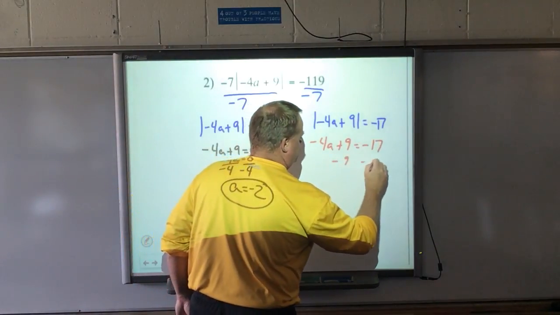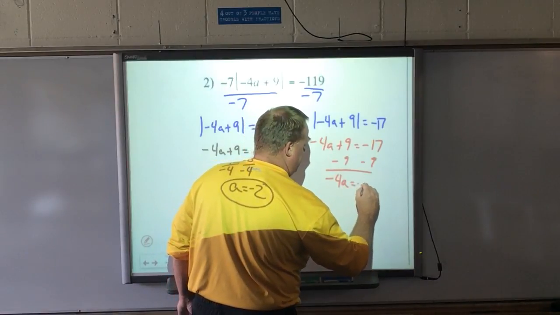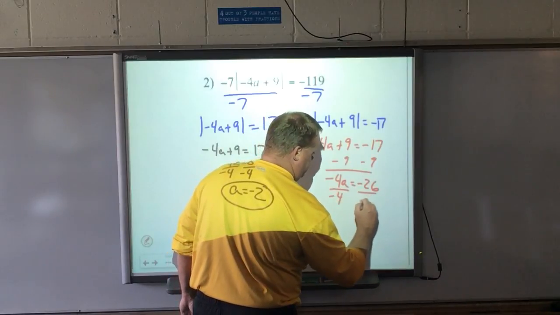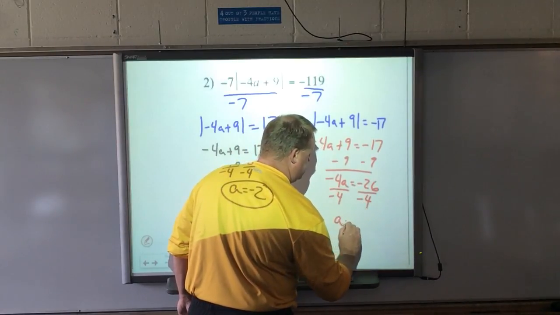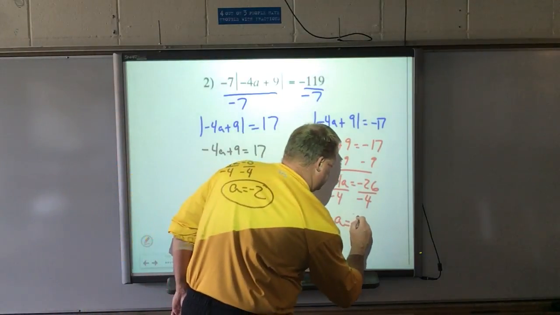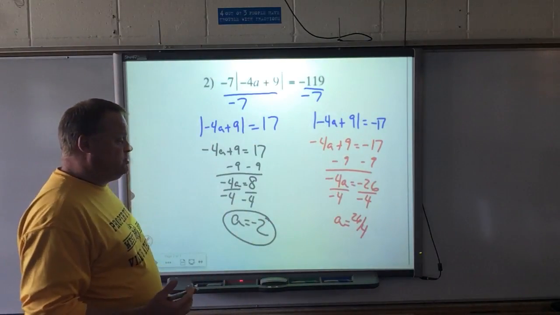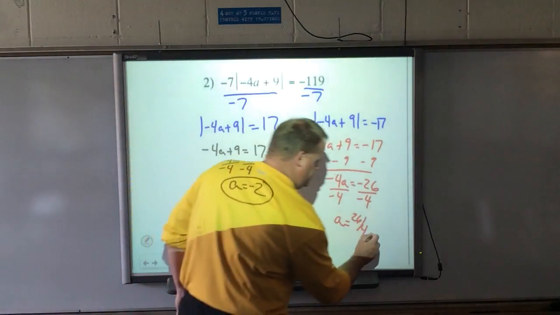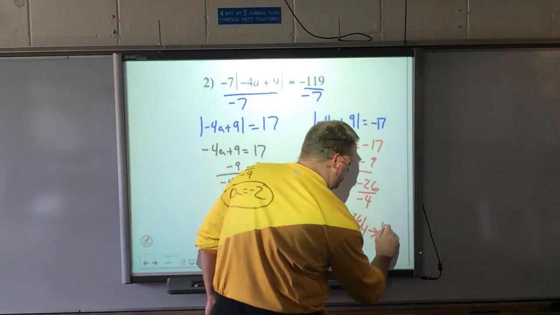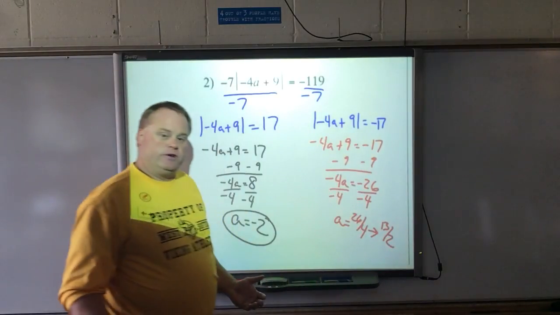Subtract by 9 gives me -4a equals a -26. Divide by -4, and a is going to be equal to -26 over 4. You can leave it as 26 over 4, okay? I could reduce that: 2 goes into 26, 13 times, 2 goes into 4 twice, and I have it reduced.